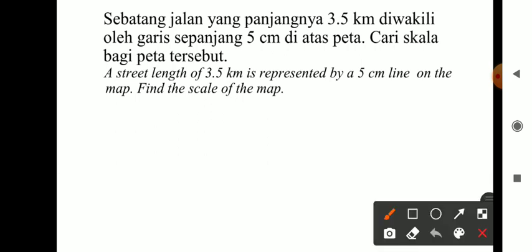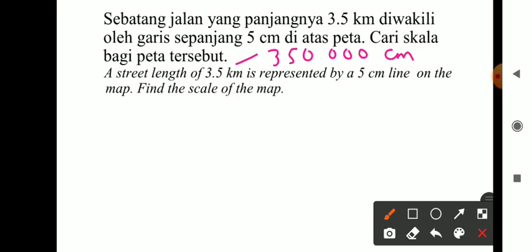Okay, first change this to cm. You know how to change km to meter, times 1000. Then meter, change it to cm, you have to multiply with another 100. So 3.5 times 1000 times 100, you'll get 350,000. Now you have cm here and cm there.